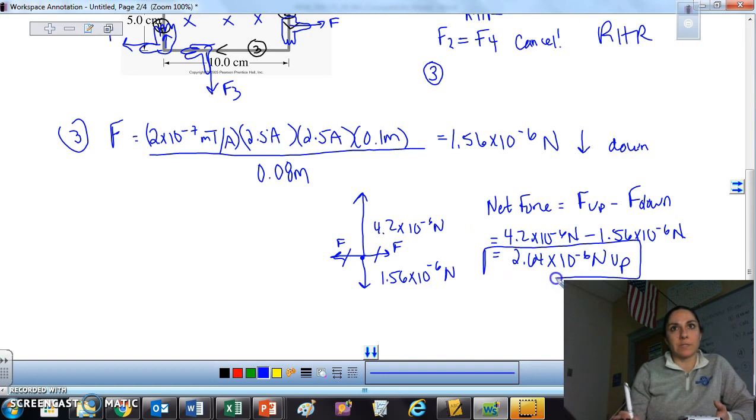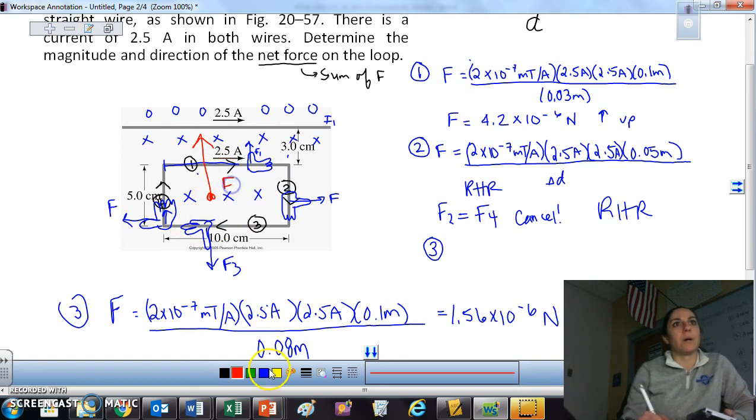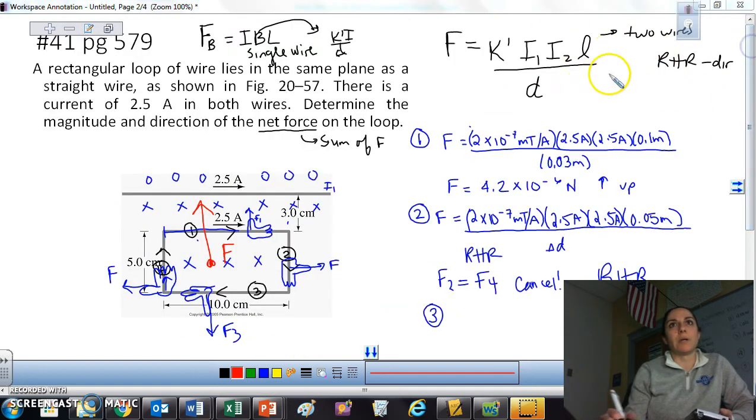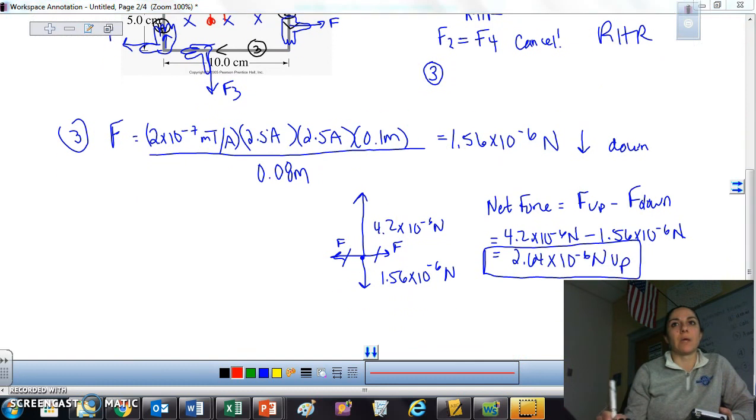I solved this out. So what does this mean? This means that this whole wire will, in the presence of this magnetic field, move up with the force that we calculated. That's how you can use this equation to figure out the net force on a loop of wire like this. If you have any questions about it, just let me know, and I'll be happy to answer them.